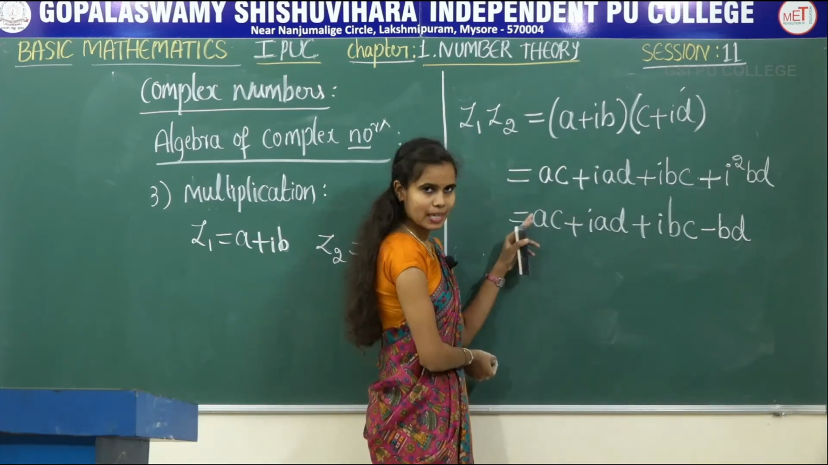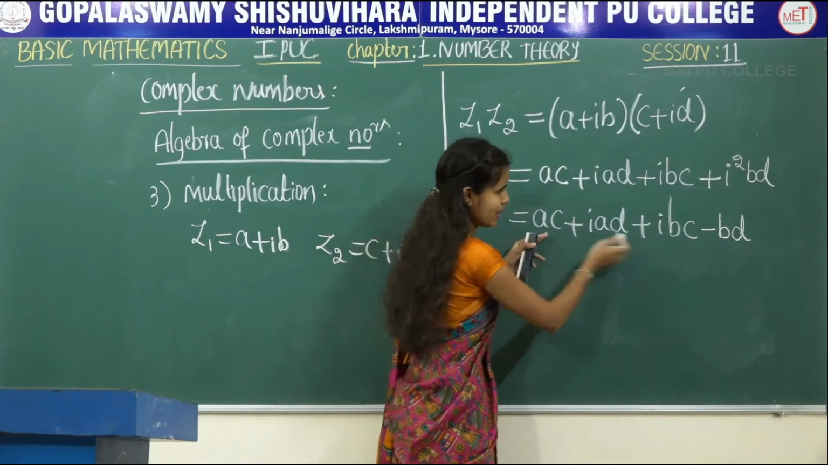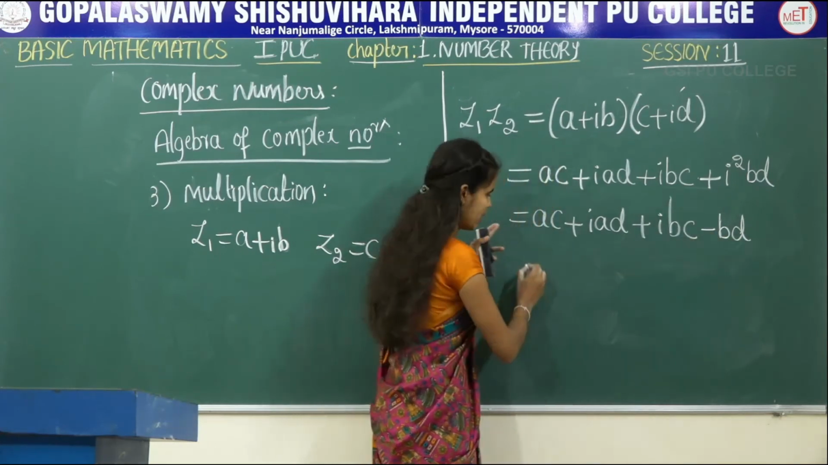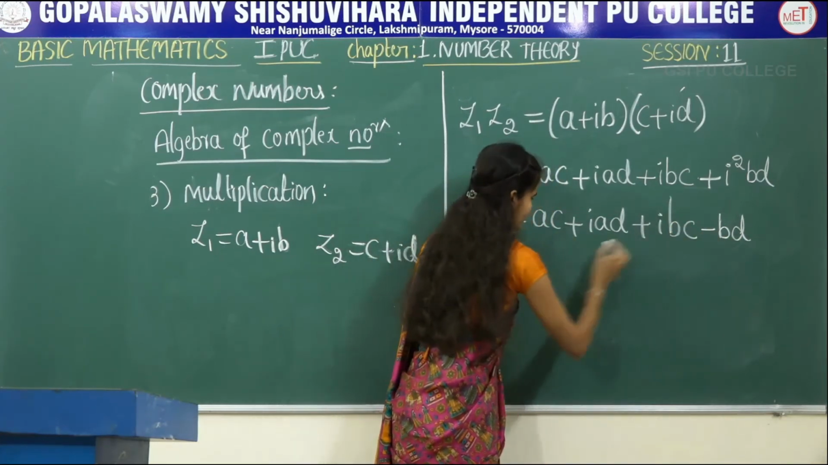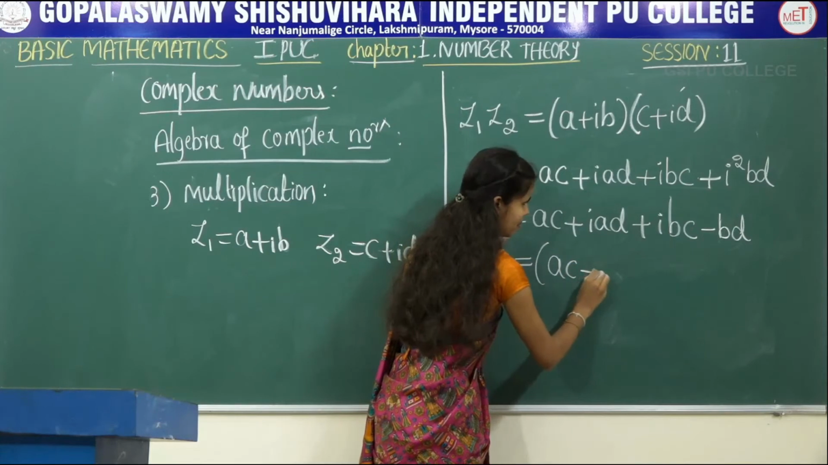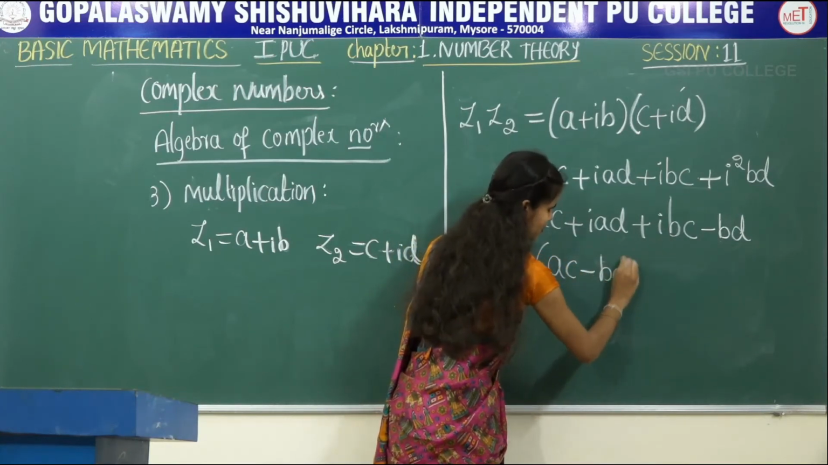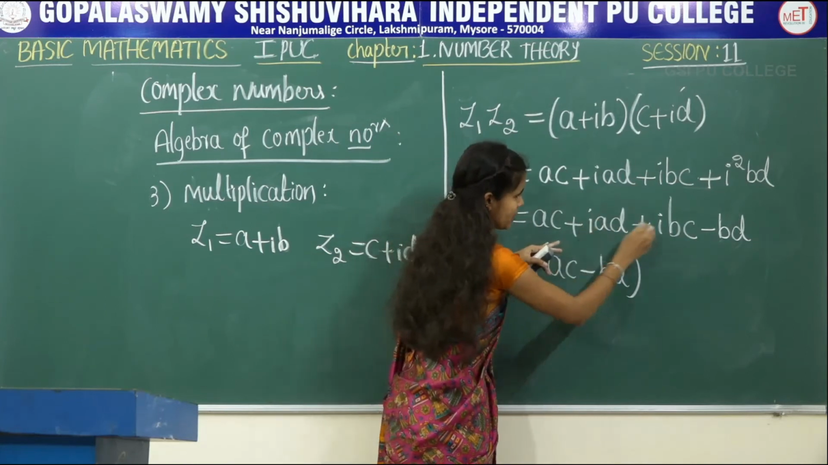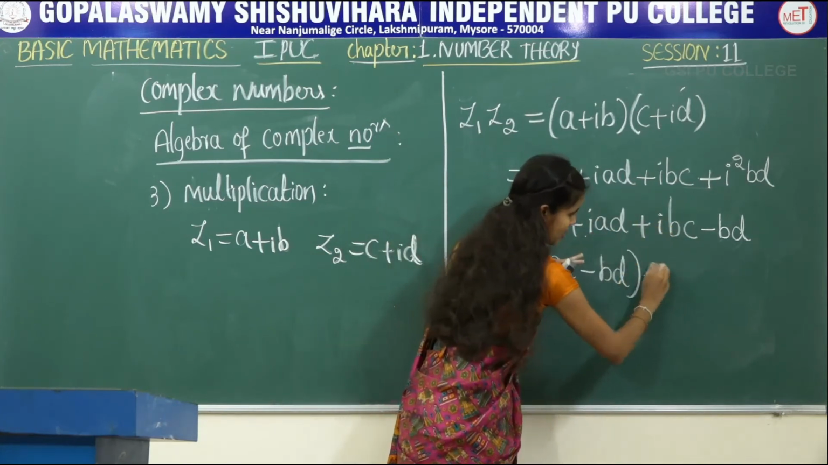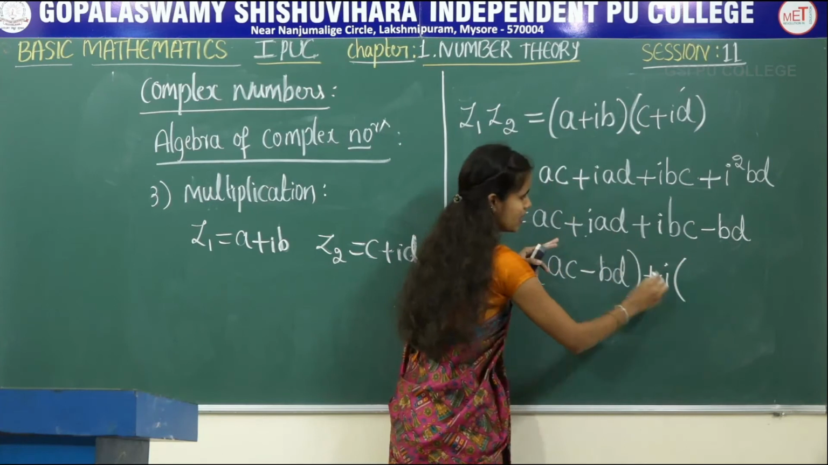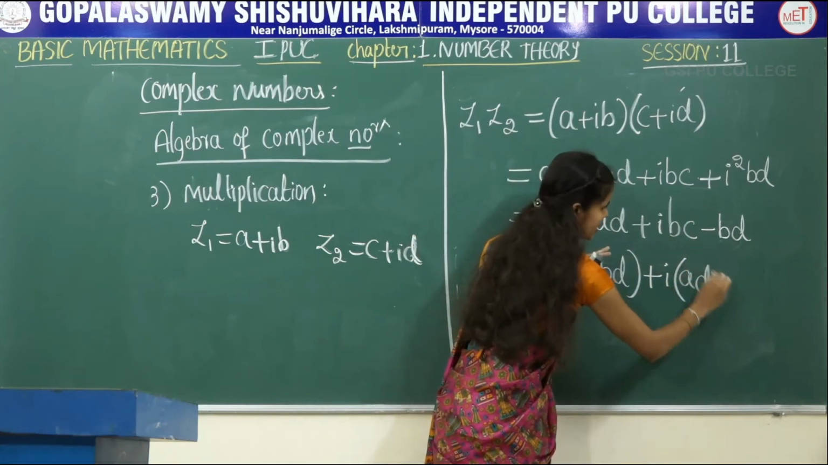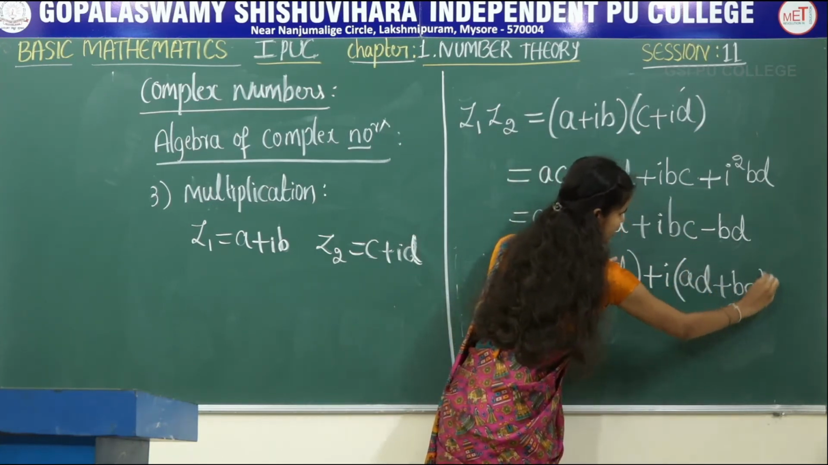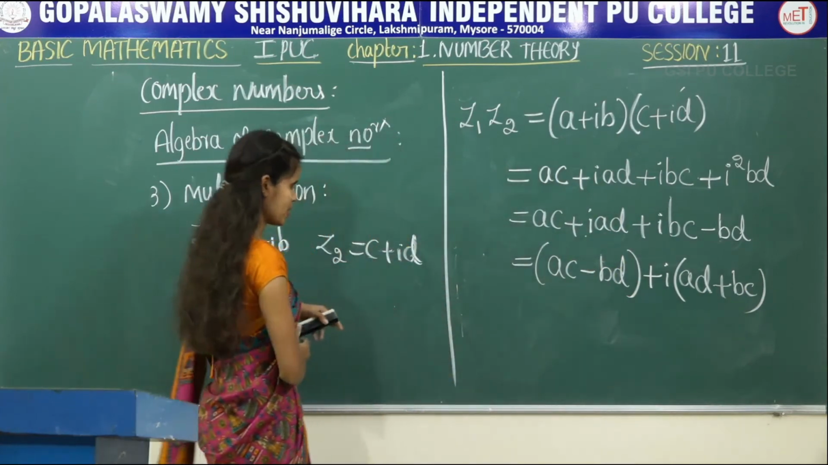Now separate the real part. Here observe: AC is independent of i, minus BD is independent of i. These two are real parts. So AC minus BD. So observe in these two terms we have i term here. So take out i as the common term. Remaining terms are here AD plus BC. Okay, AD plus BC.